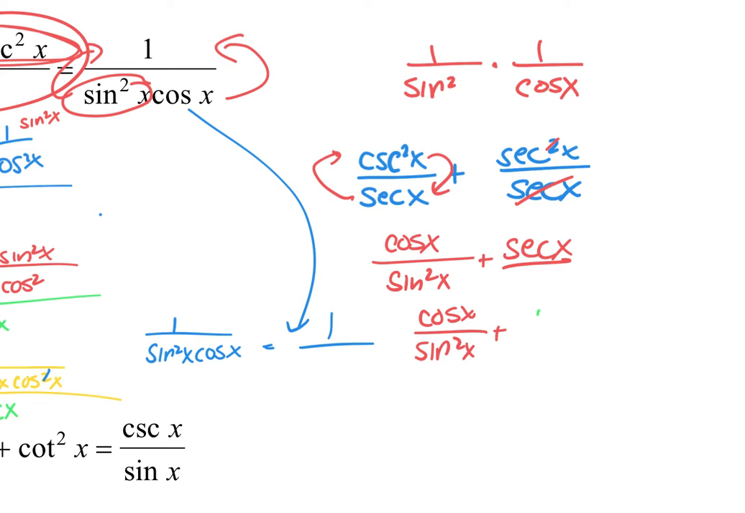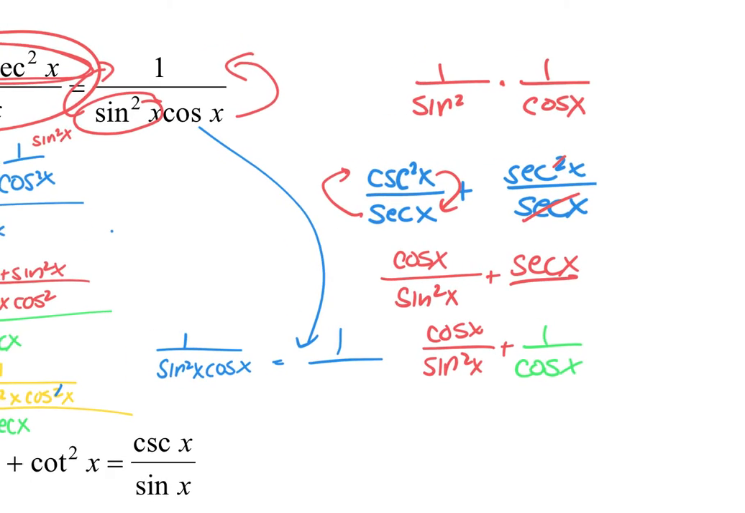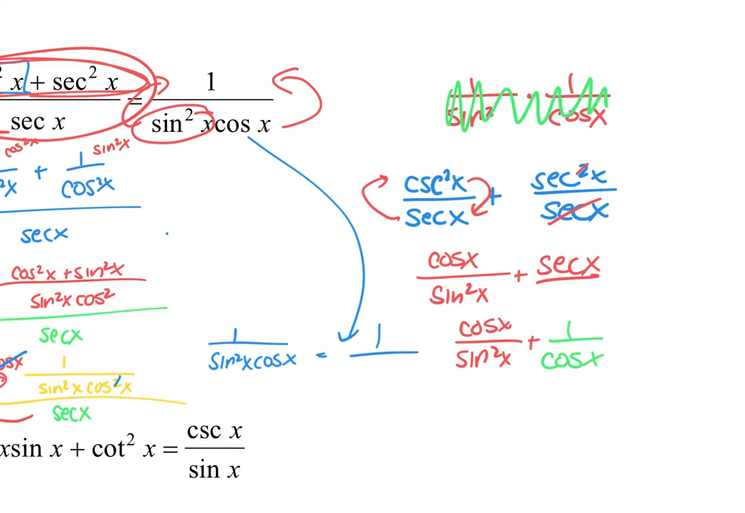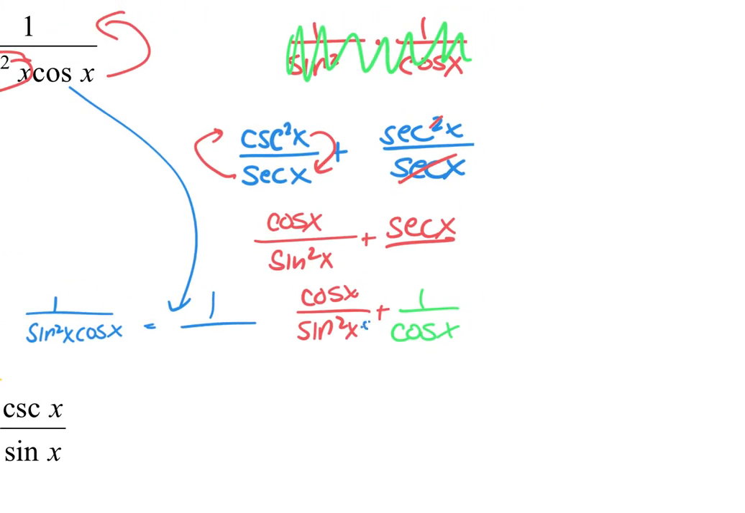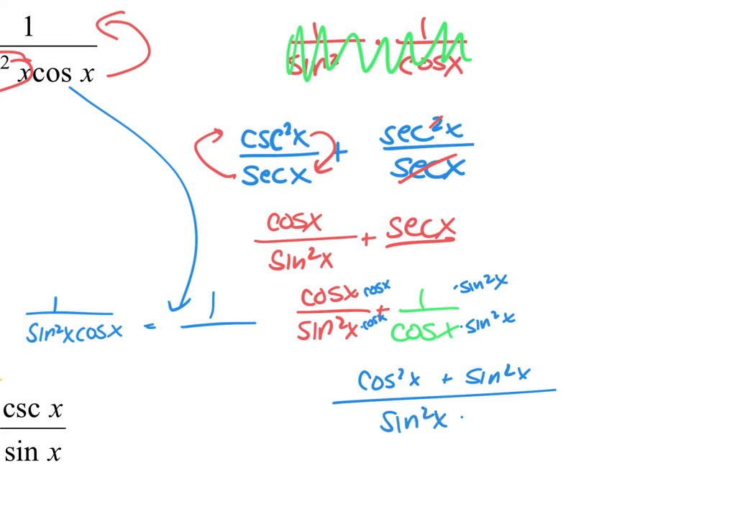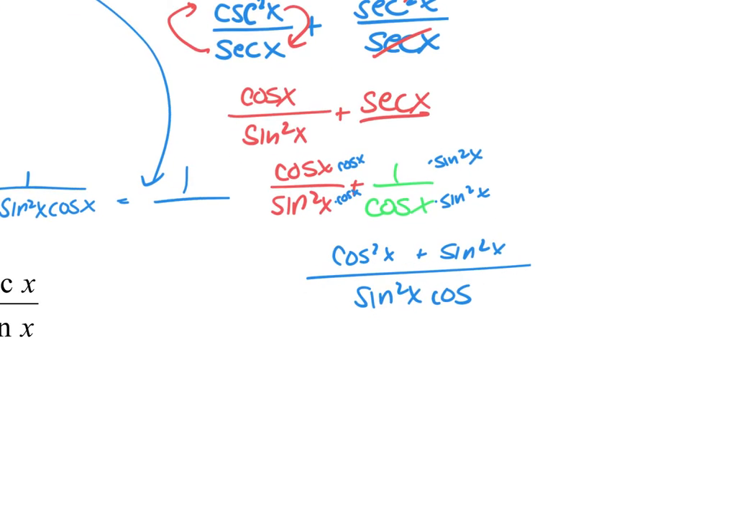Oh, no, here. And then I gave them a common denominator, so times cosine here, times sine squared here. So cosine squared plus sine squared over sine squared cosine. And then made the top one. Yeah. That works.